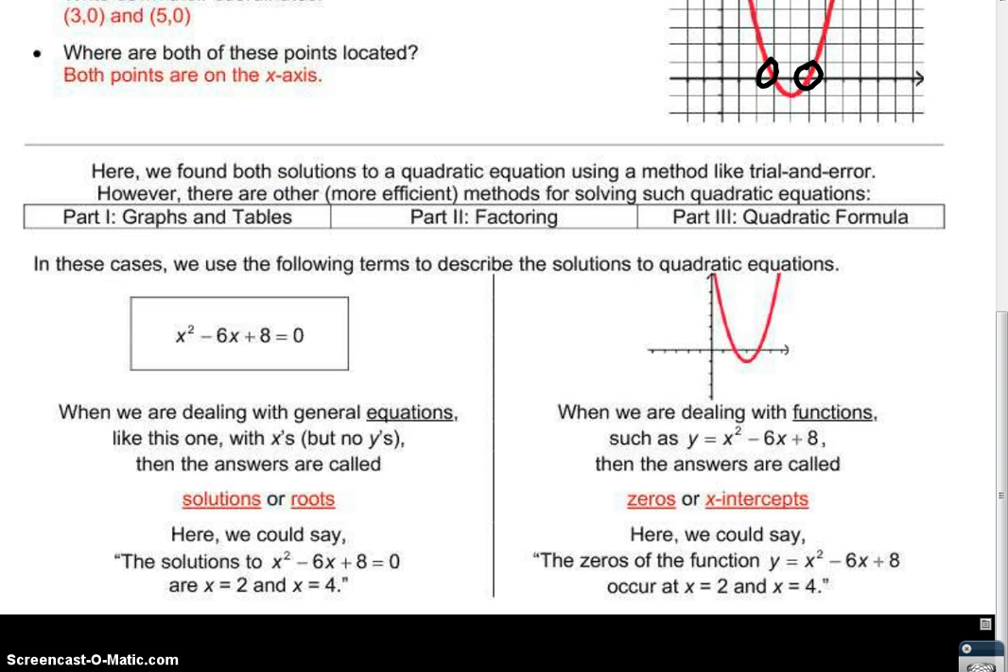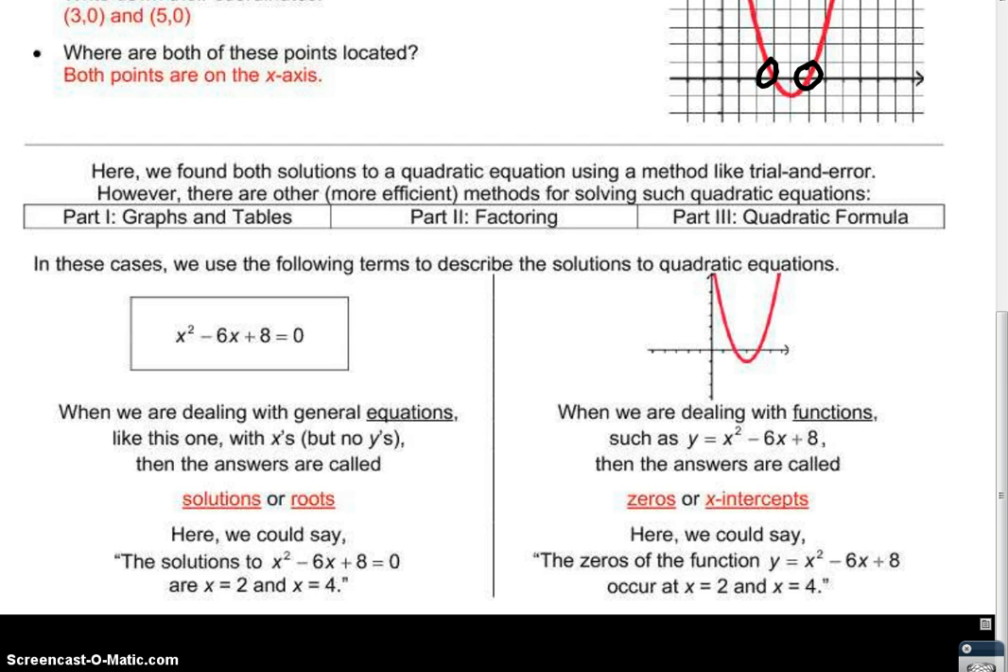In these cases, we use the following terms to describe the solution to quadratic equations. If I had x squared minus 6x plus 8 equals 0, it says we were dealing with a general equation like this one with x's but no y's, then the answers are called solutions or roots. Here we could say the solution to x squared minus 6x plus 8 equals 0 is going to be x equals 2 and x equals 4.